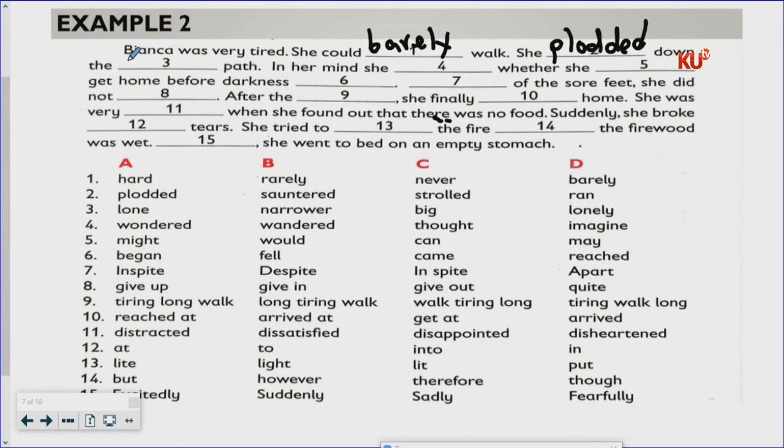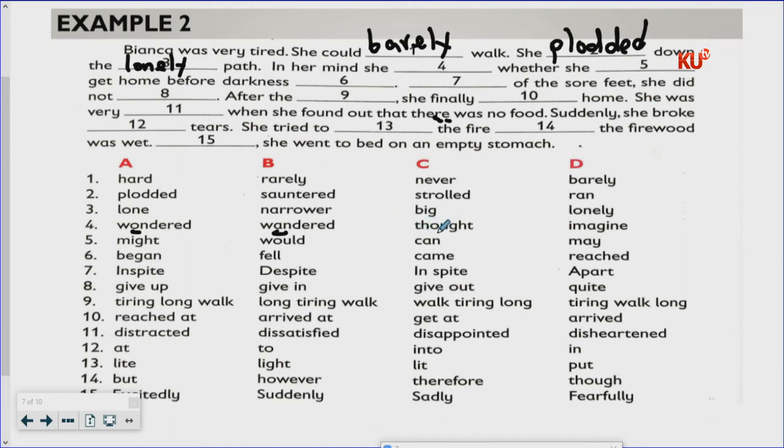So she plodded down the lonely path. In her mind, she dash whether. She wondered whether. There is a difference between the two. This wondered here has O, while this one here has A. To wander is to walk from place to place aimlessly, like madmen or madwomen do. But to wonder is to be shocked about something, or to think about something. She wondered, in her mind, she wondered whether.